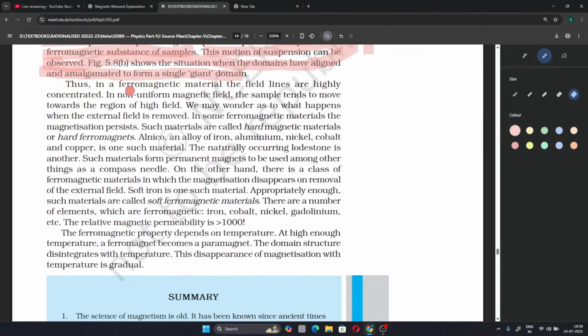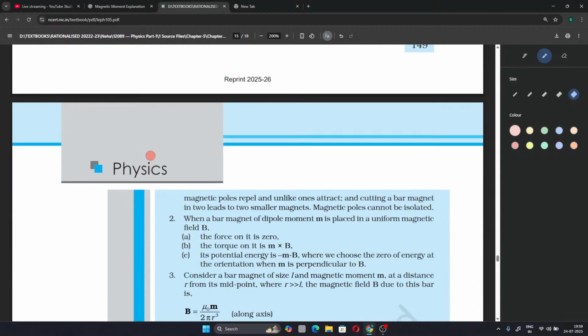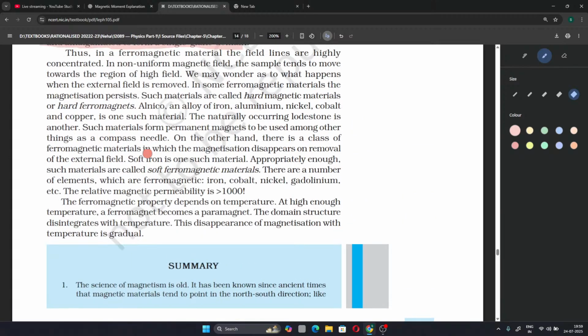Thus, in a ferromagnetic, oh, it seems the chapter is over here. There is some summary here.